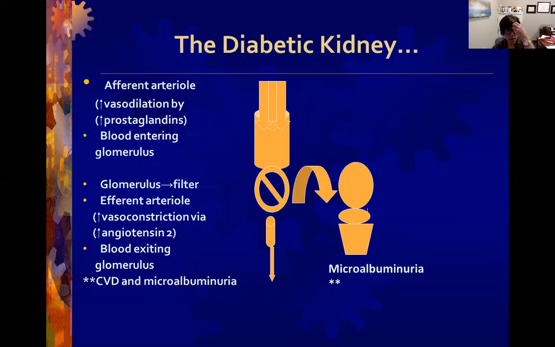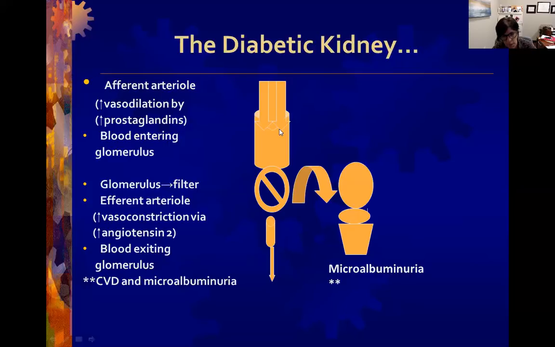So the diabetic kidney. Once again, we have blood flow coming into the kidney. It's got to go through the glomeruli, and then it's going to come out the efferent arteriole, the exit door. But what happens with diabetics is, remember I said prostaglandins are what keep this front door open. When you have diabetes, you have more prostaglandins, which actually causes more vasodilation in the kidneys.